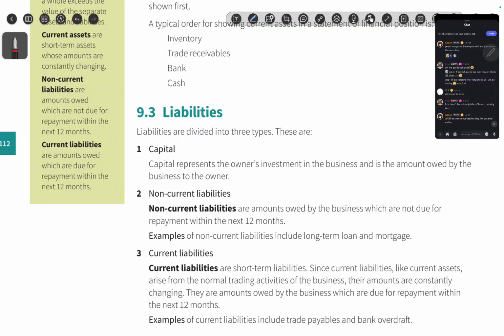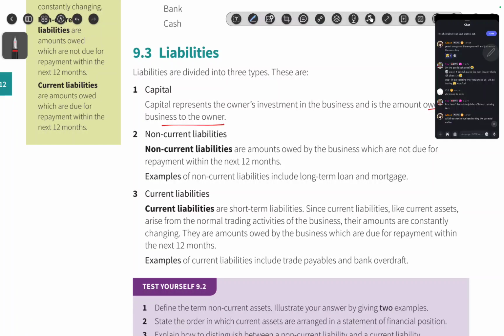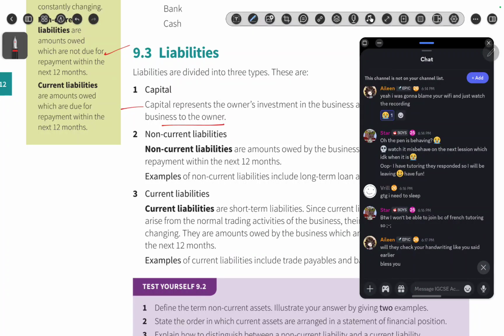Liabilities are of three types: capital, non-current liability, and current liability. Capital is a liability because it's the amount owed by the business to the owner. The non-current liability is as we just said, and current liabilities again, as we just said, their amounts are constantly changing and they are amounts owed by the business which are due for repayment within the next 12 months.